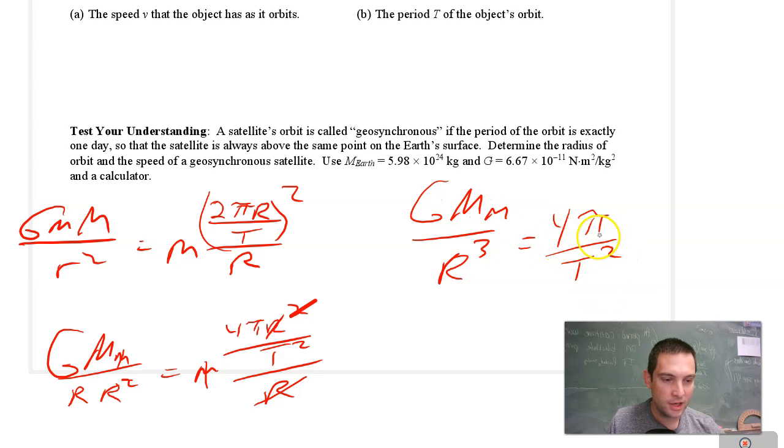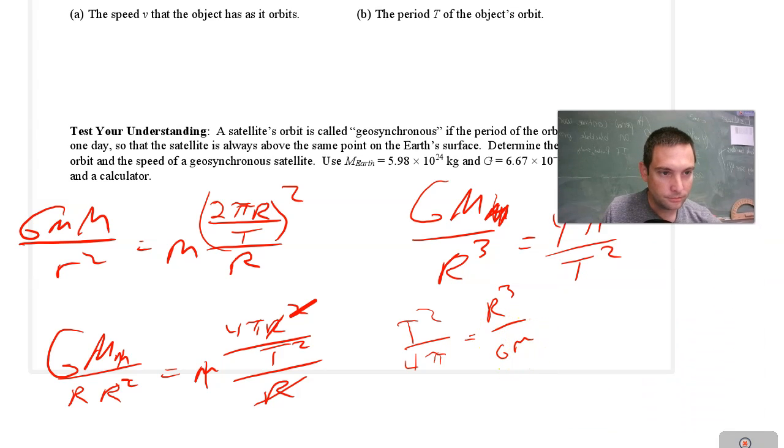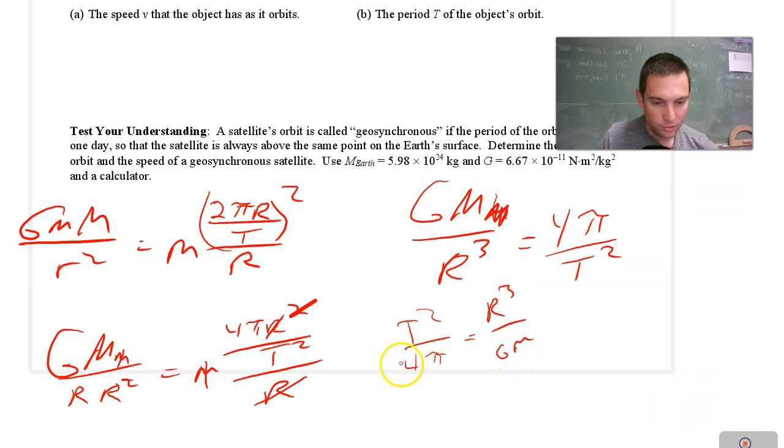Now I have a proportion. I can just multiply each side by the reciprocal, and I'm going to get T squared over 4 pi equals, oh, that m went away. Nice try. And I said reciprocal, Mr. Scapetus. That's the flipped fraction. r cubed over GM. Multiply each side by 4 pi.